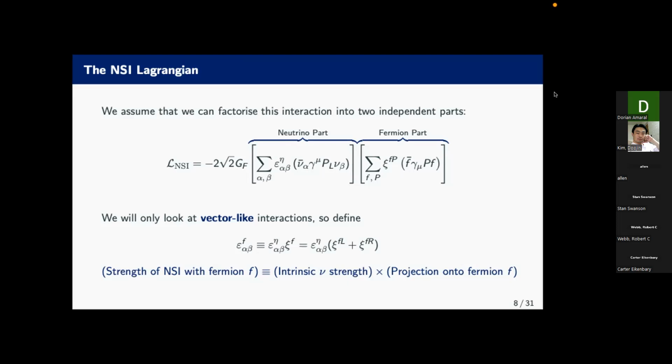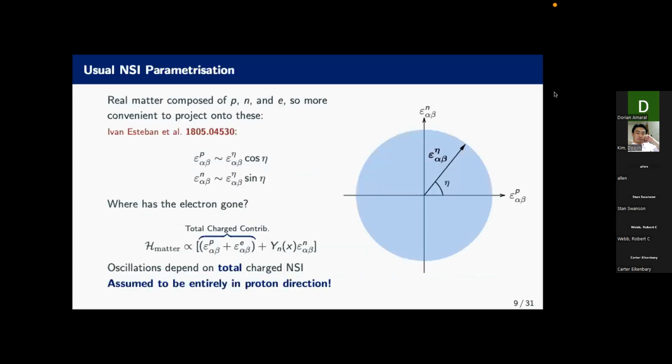And we can define this overall strength of the NSI, which we can then interpret as this product between this flavor-only part, so the neutrino part, and the fermion part. You can think of this as a sort of effective equation in which the strength of the NSI with some fermion is equal to the intrinsic strength in the neutrino part of the interaction projected onto a particular fermion. And that kind of projection leads us to thinking about a parameterization like this.